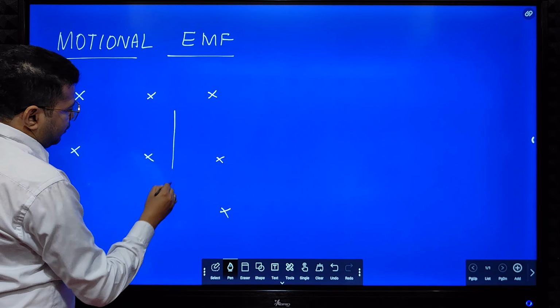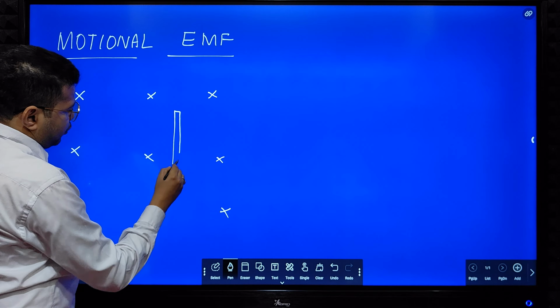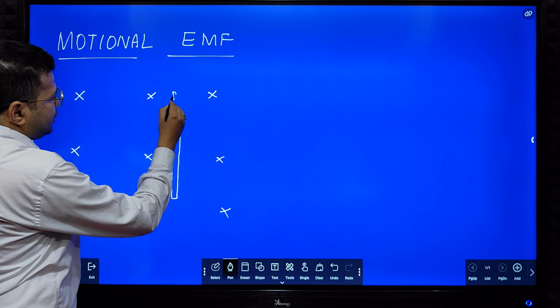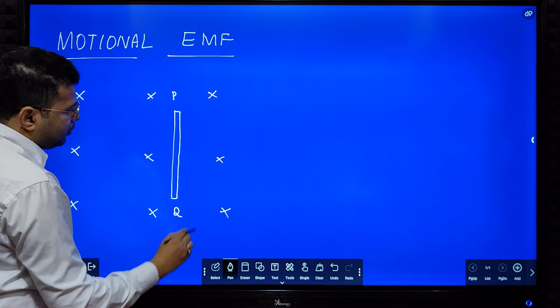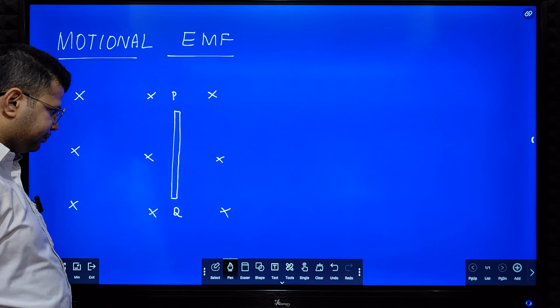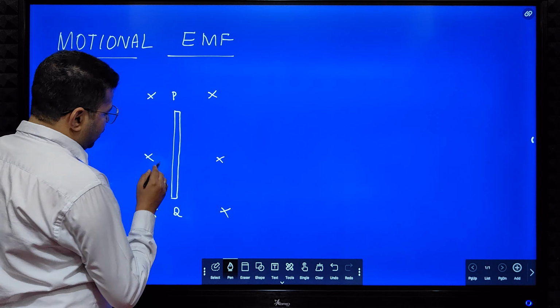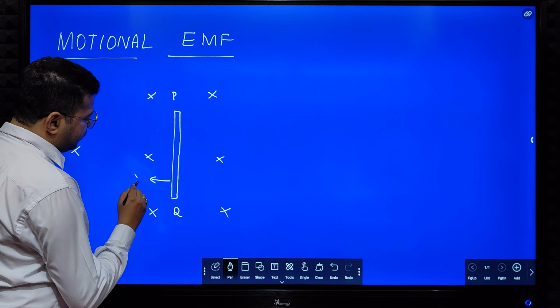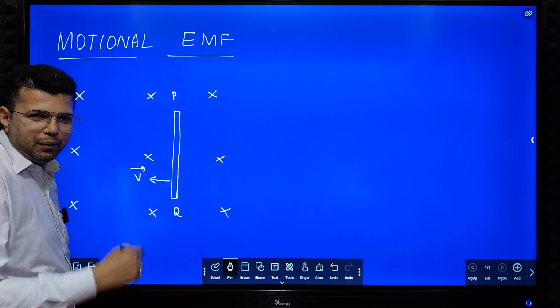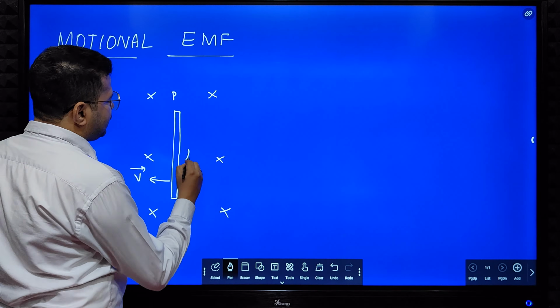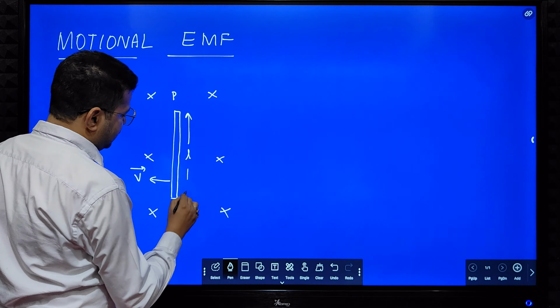Here I have considered one conducting rod. I call this rod PQ. PQ is the conducting rod, and this rod is moving with a velocity V perpendicular to the direction of magnetic field. Say the length of the rod is L.